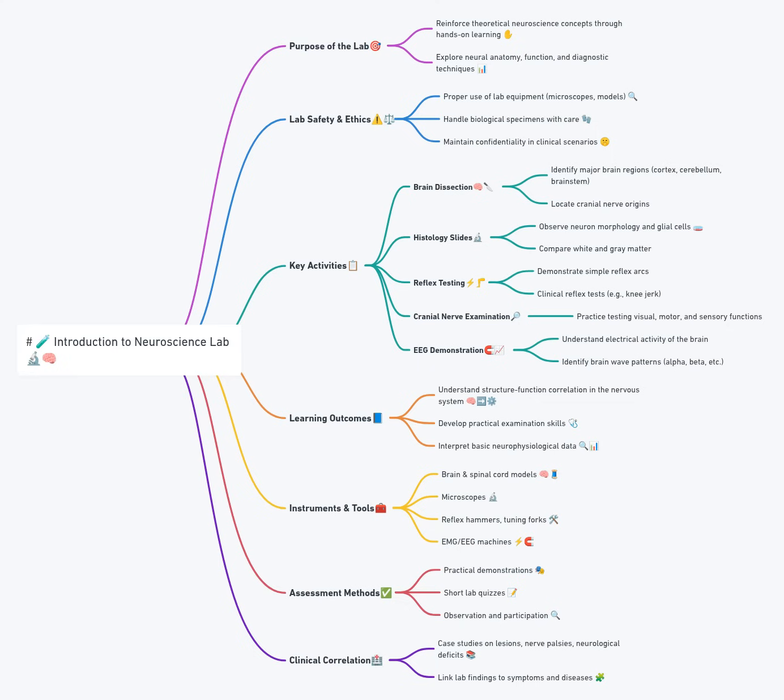You will also be introduced to the basics of histology in neuroscience. Under the microscope, examine sections of brain and spinal cord tissue. Observe the difference between gray and white matter. Identify neuronal cell bodies, glial cells, and large multipolar motor neurons in the ventral horn of the spinal cord.